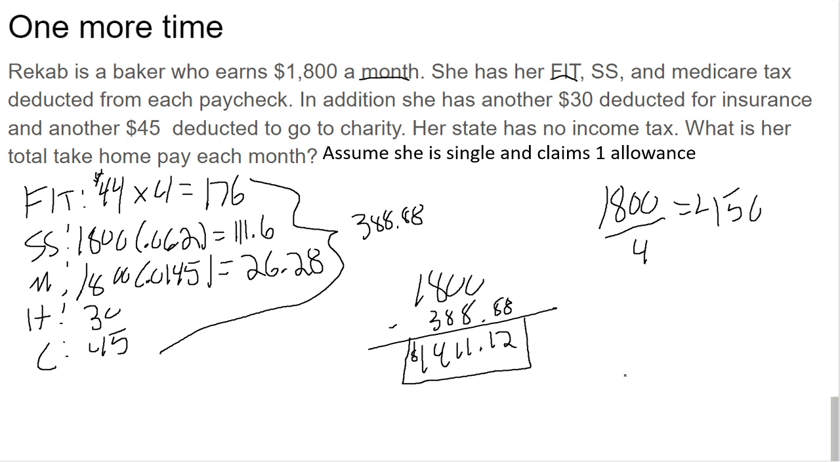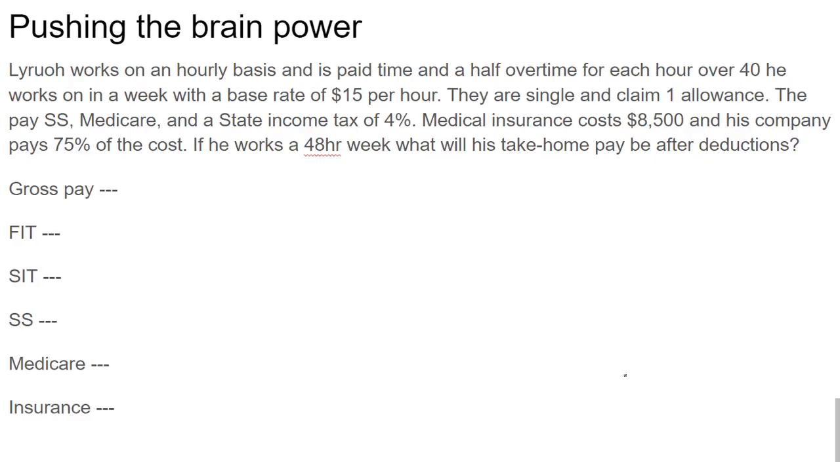All right, let's try to do this one more time with a little bit of a tougher problem. So we're going to go from very bare bones here. We have this person who works on an hourly basis and is paid time and a half overtime. They get a base rate of $15 per hour. They're single with one allowance.